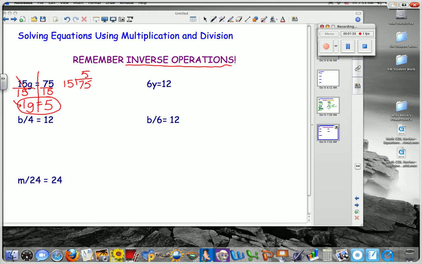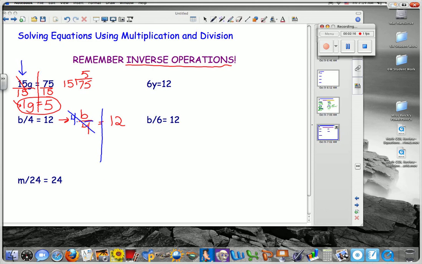Our next one, b divided by 4. I'm actually going to rewrite this over here. b divided by 4 equals 12. Go ahead and draw my line down the middle here. Now, what's being done to the variable? Well, it's being divided by 4. So I've got to do the opposite. I'm going to multiply by 4. When I do that, guys, these cancel. It's almost like up here with our division problem. They cancel each other out.